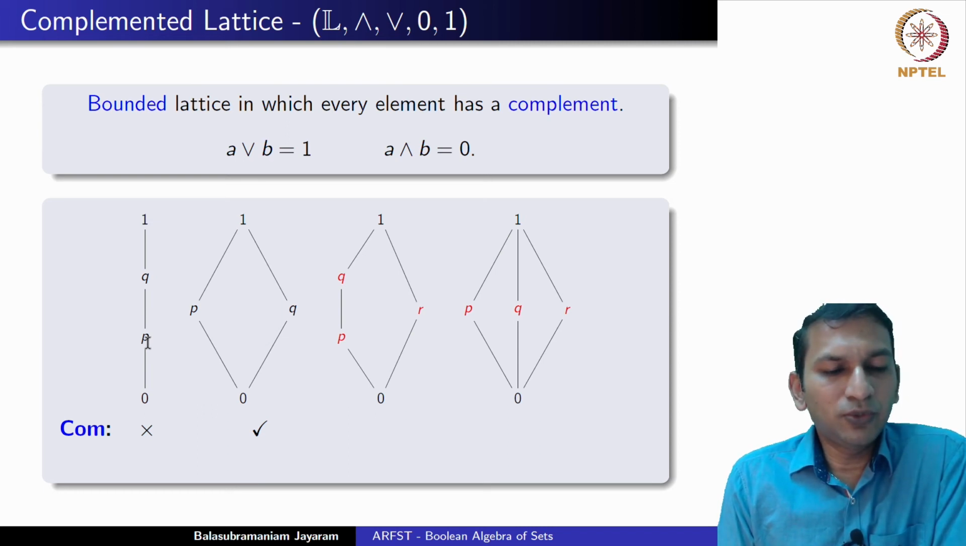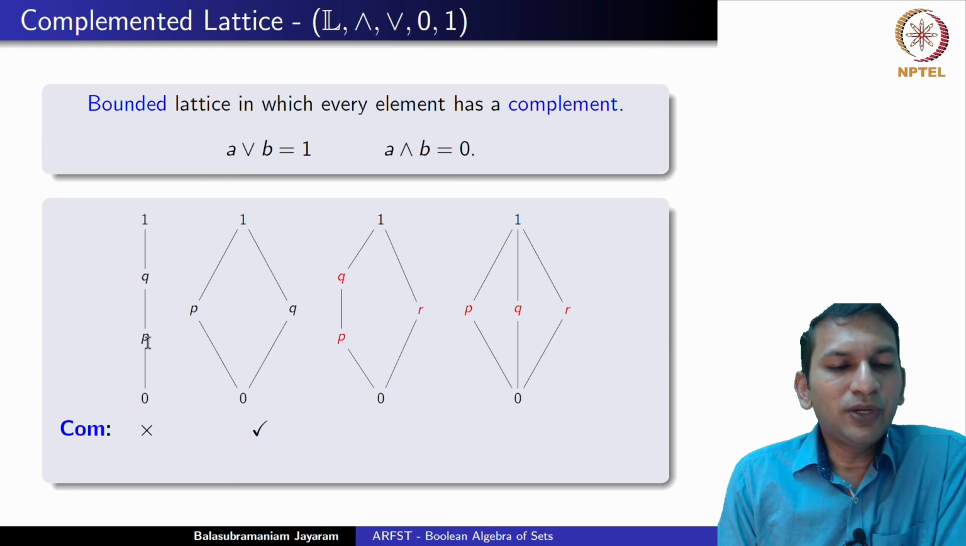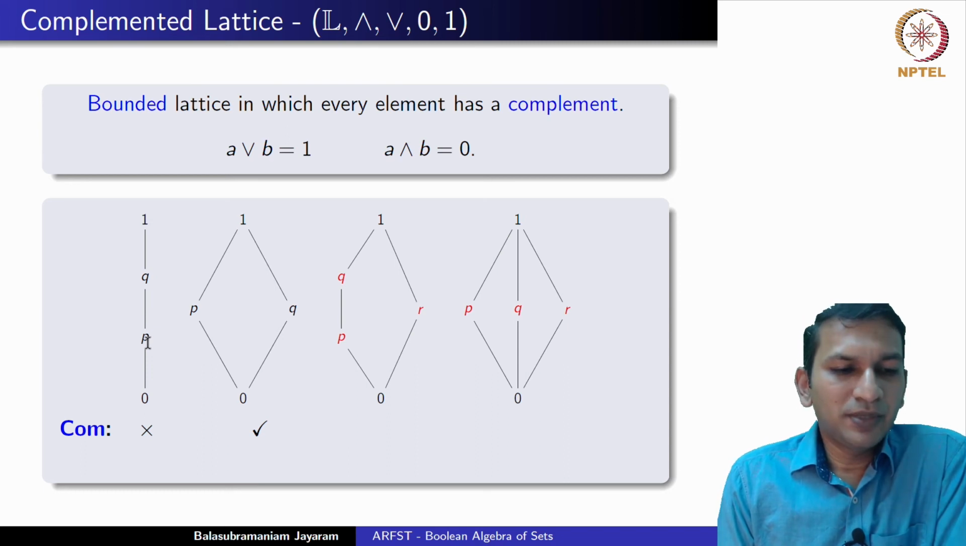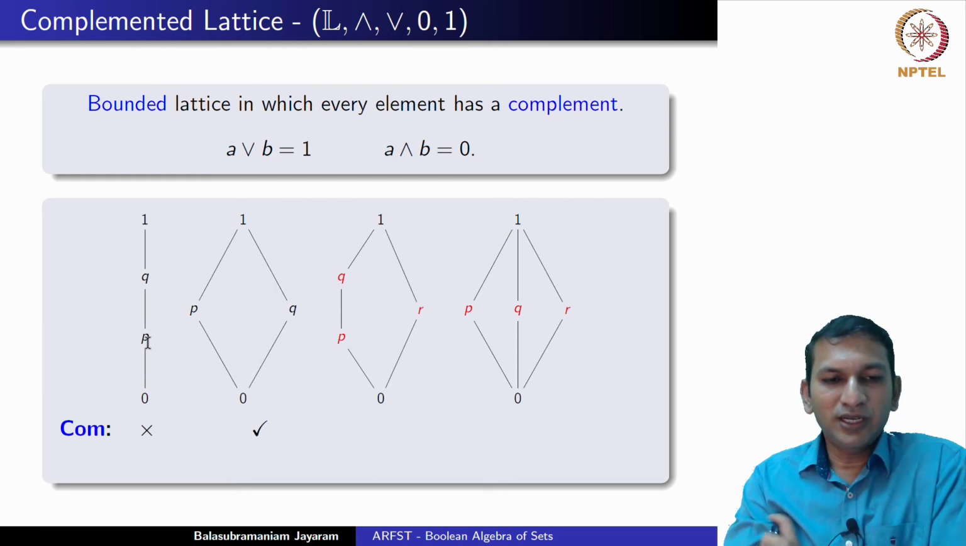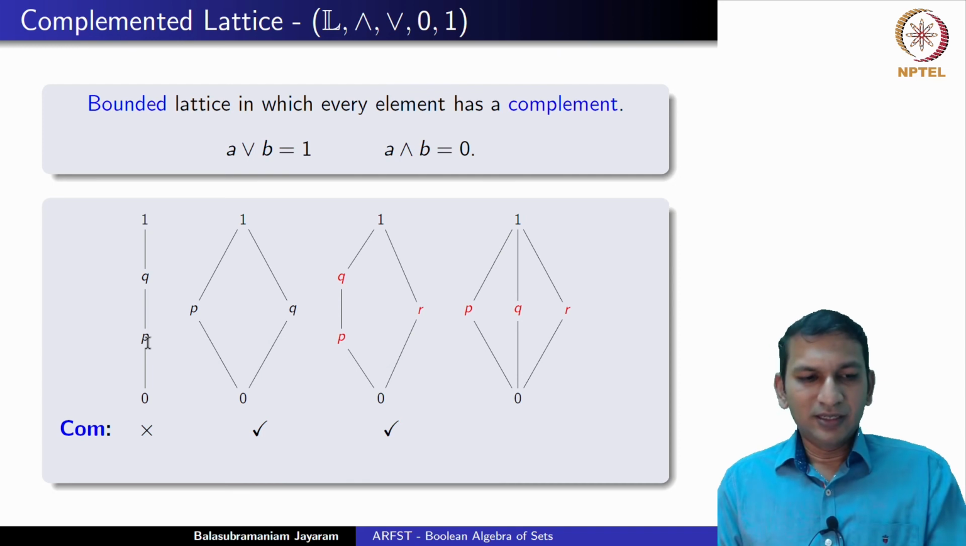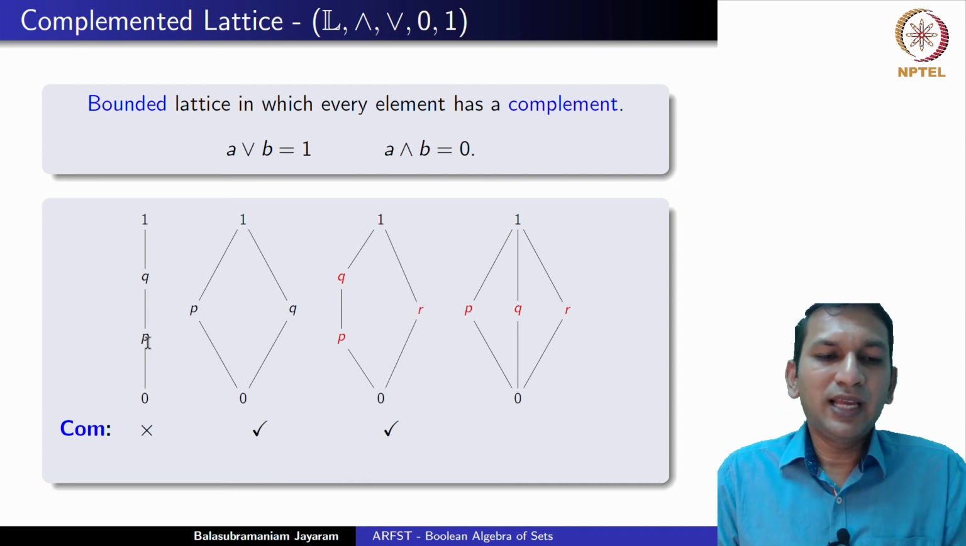0 and 1 are complements of each other. If you look at P, Q is the complement of P, because for this pair of elements P and Q, the infimum is 0 and supremum is 1. So P is a complement of Q and Q is a complement of P. What about the third lattice? We saw that it is not a distributive lattice, but is it a complemented lattice? Yes, it is. Let's look at the element P.